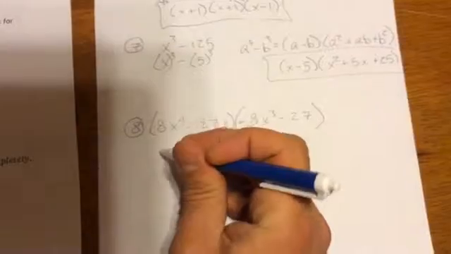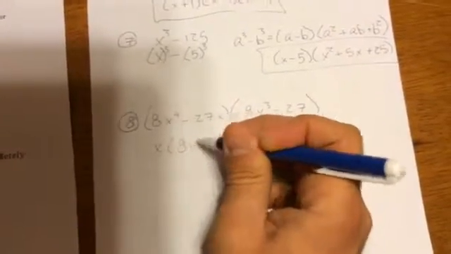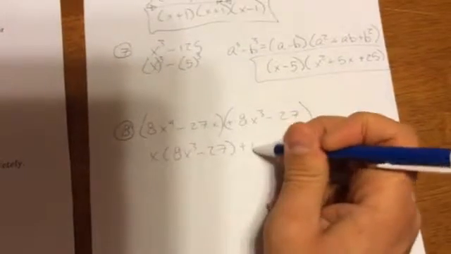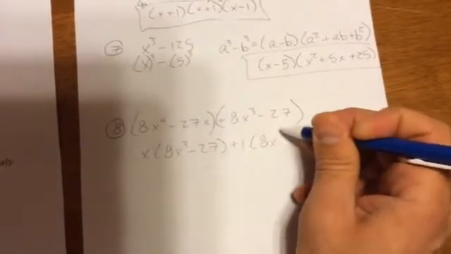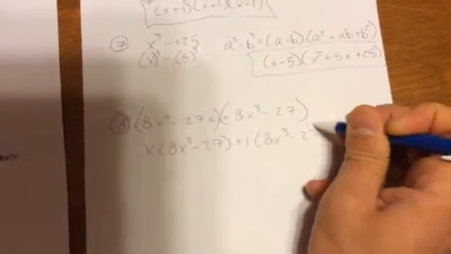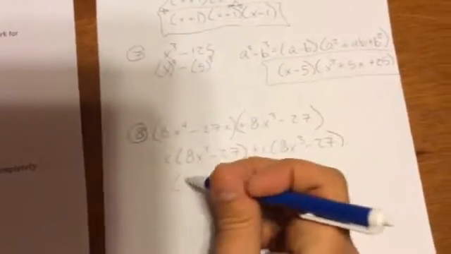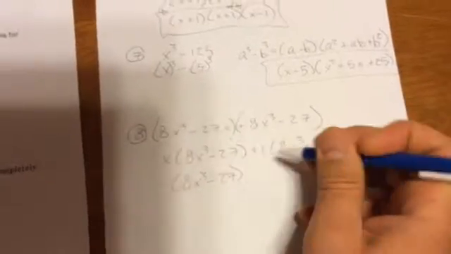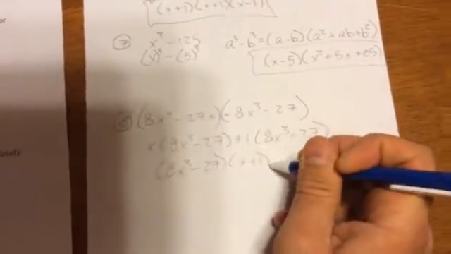The next one I have 4 terms, so I'm going to factor by grouping. What I can get out of here is just an x, which leaves me with 8x cubed minus 27. What I can factor out of this is just a 1, which leaves me with 8x to the third minus 27. These are the same, so they become one factor. And what's on the outside becomes the other one.